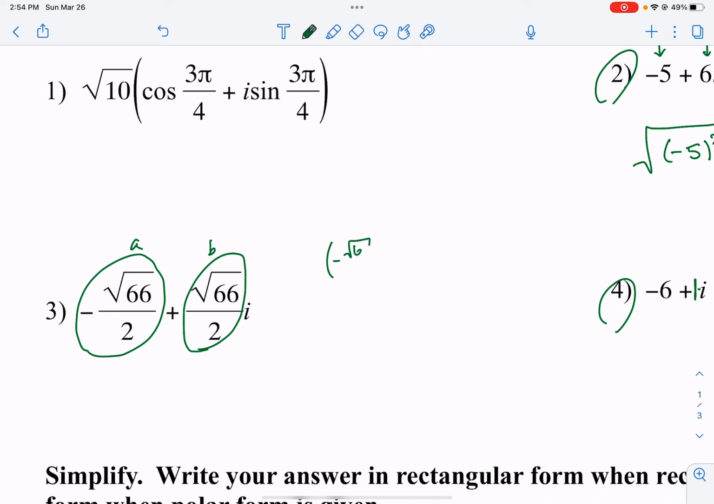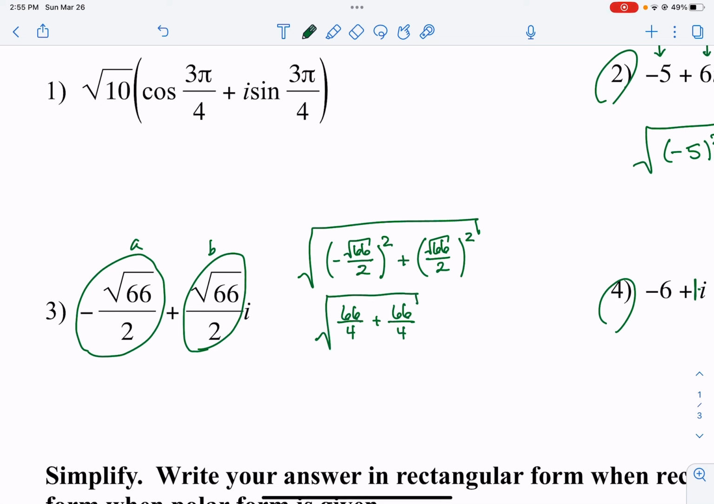So we're taking negative square root of 66 over 2. We're squaring it. We're going to add to that the square root of 66 over 2 squared, all inside of a square root. I'm still using the same formula. It's no different. Now when I square those two, I get 66 on top and 4 on the bottom. And then plus another 66 on top, 4 on the bottom, inside of a square root.